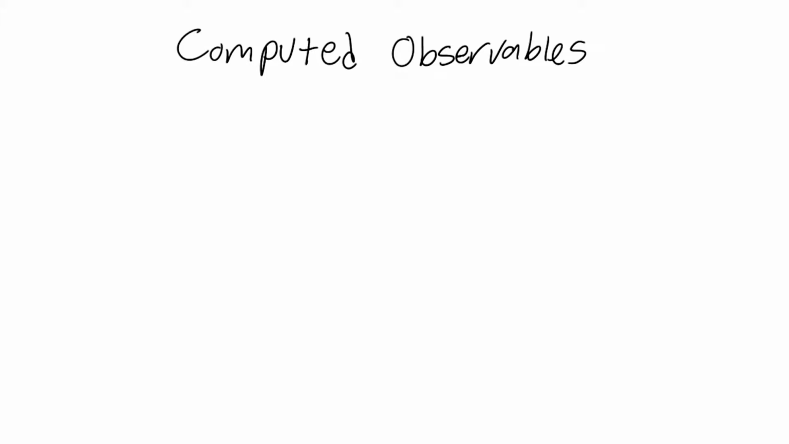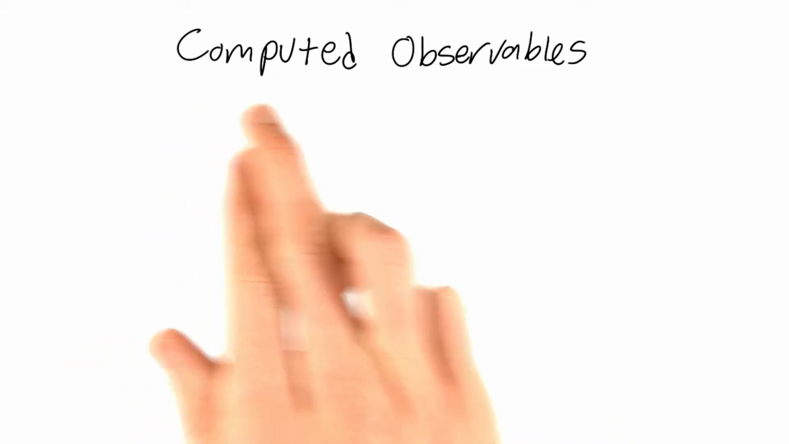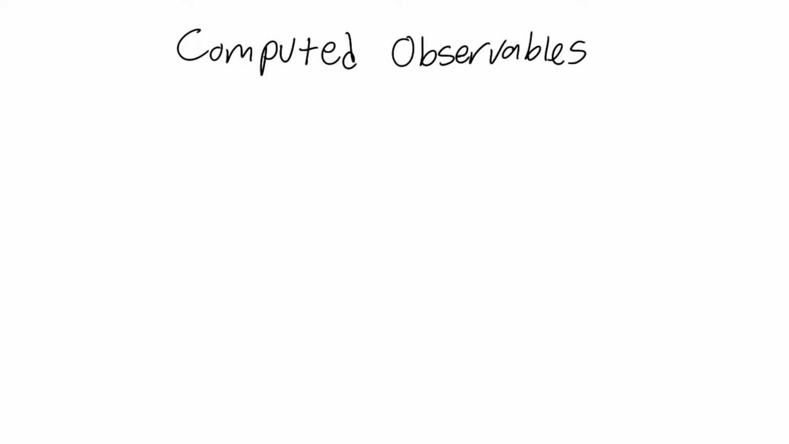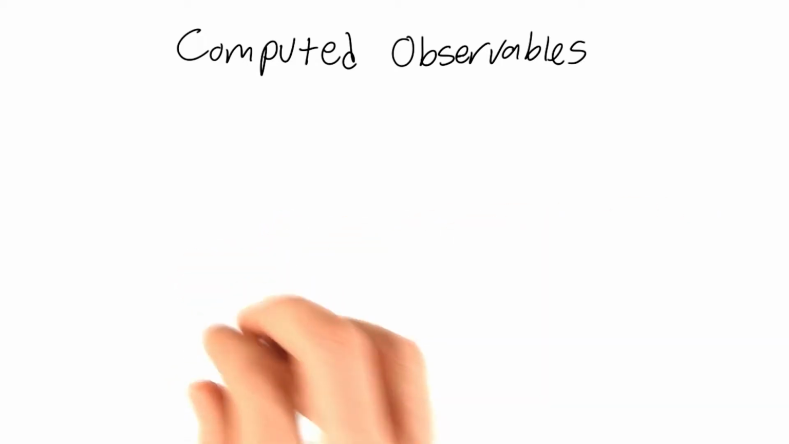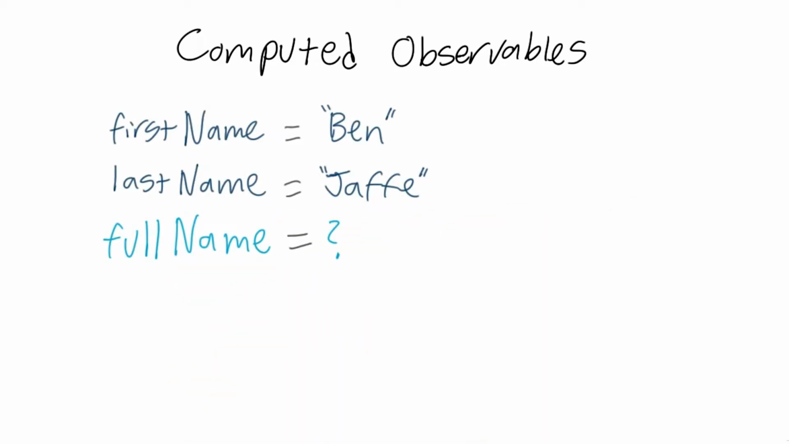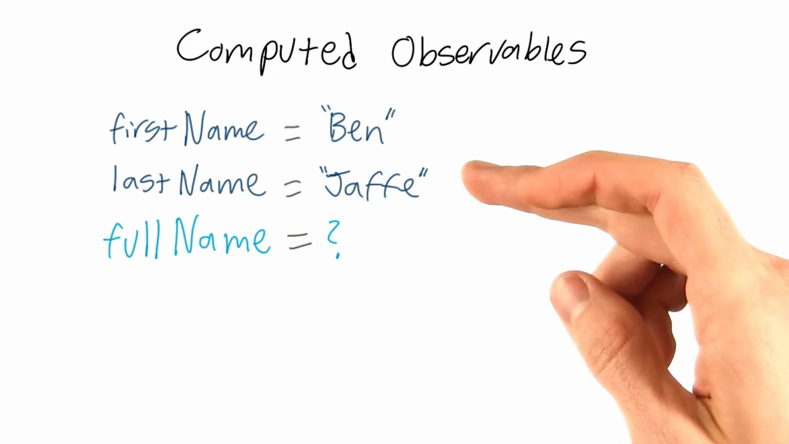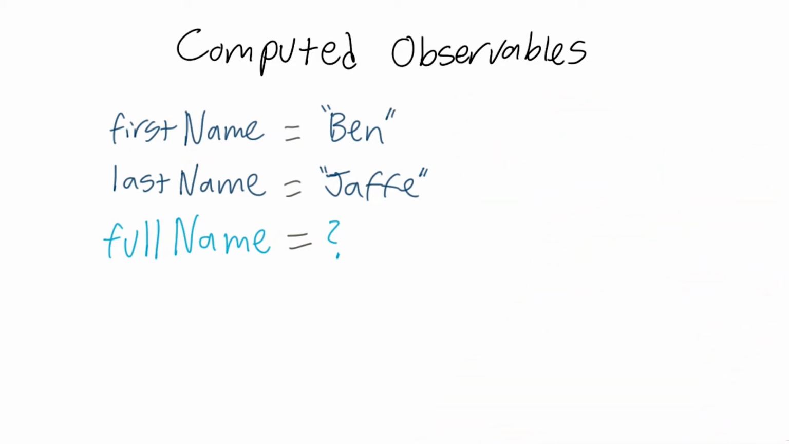Knockout has another kind of model data object called a computed observable. Computed observables are really nice because they can create a value when they're accessed rather than just retrieve it from somewhere. One good example is full name. That should take your first name and your last name, combine them together, and return it. Maybe if there's a middle name defined, it should add that in too.